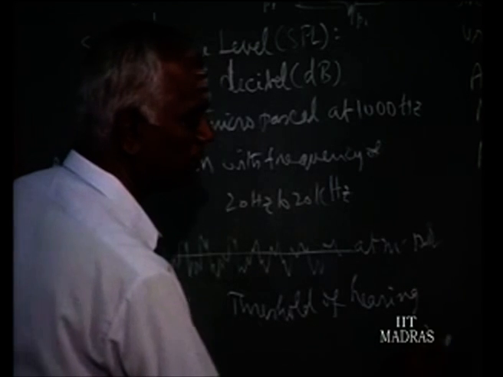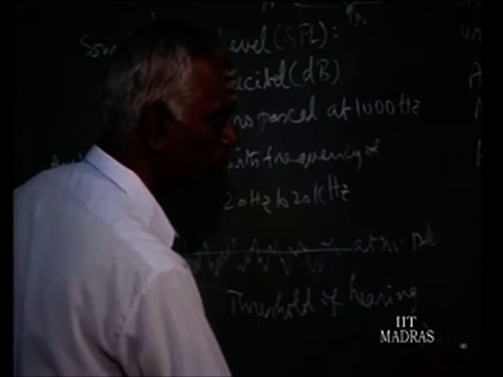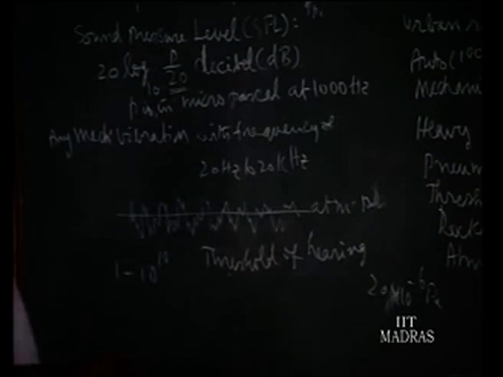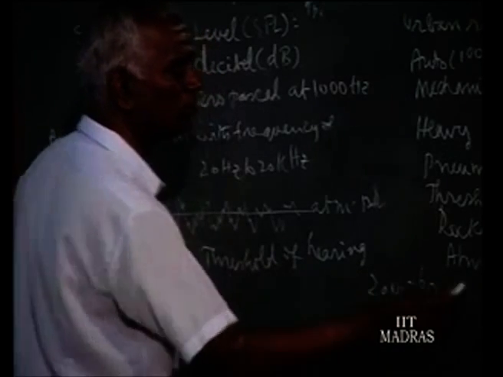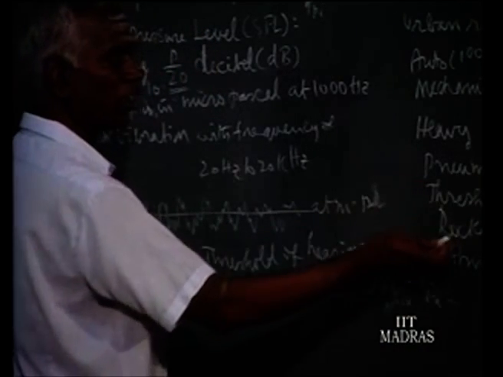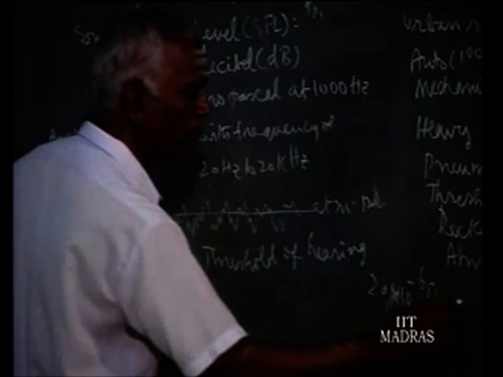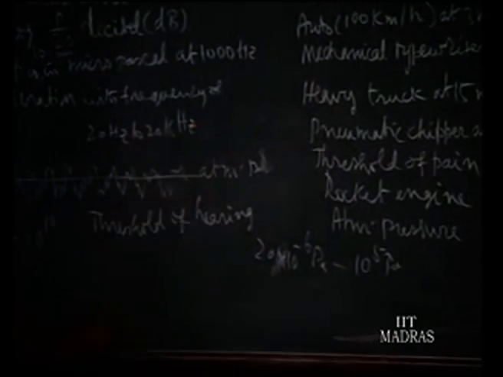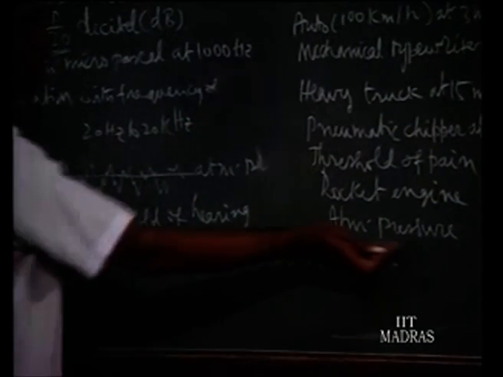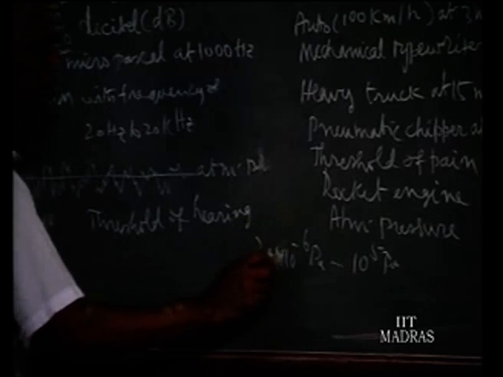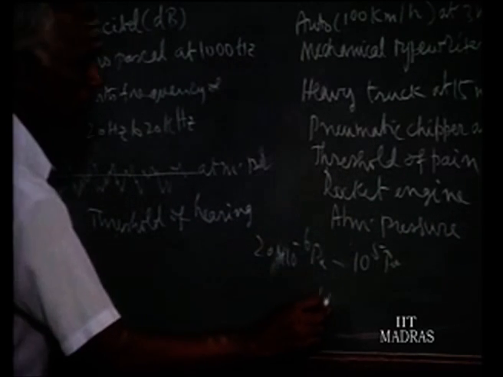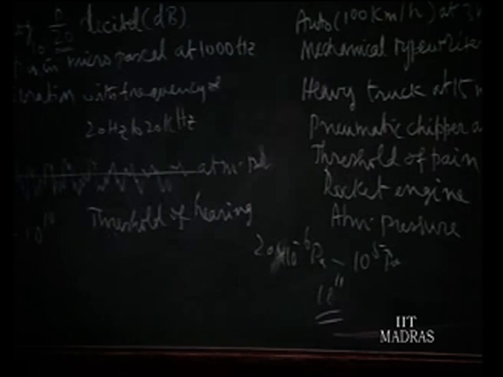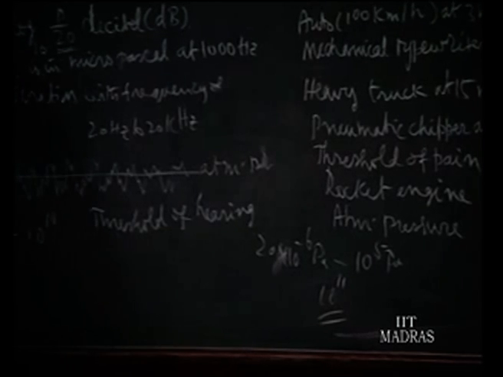Actually we find what is the range here. 20 micropascal, that is 20 into 10 to the power of minus 6 pascal, is the lowest value it measures. And what is the highest value? It is nearly the threshold of pain, 140 decibels, rocket engine, and atmospheric pressure is 194. That is equal to 10 to the power of 5 pascal, equal to 1 atmospheric pressure. That means the total range is near about 10 to the power of 11. To represent 1 to 10 to the power of 11 units in a linear scale is not possible. So we go for the logarithm scale.